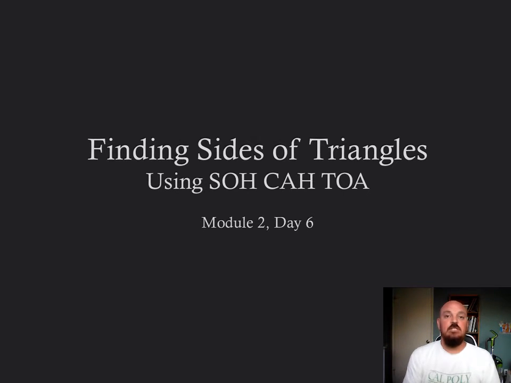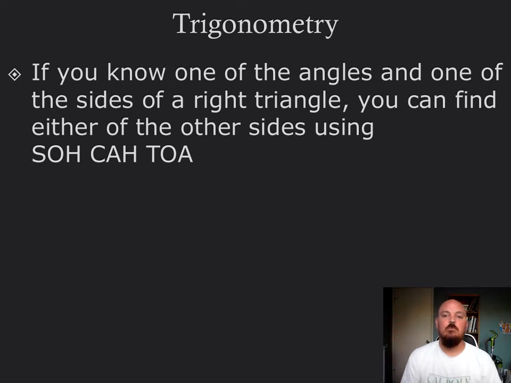So now that we've learned SOHCAHTOA and we know how to set up trig ratios for right triangles, we're going to take the next step and use them to solve right triangles, to find missing sides of triangles. So here's the setup. If we have a right triangle and you know one of the angles and one of the sides, you can use SOHCAHTOA to find either of the other two sides.